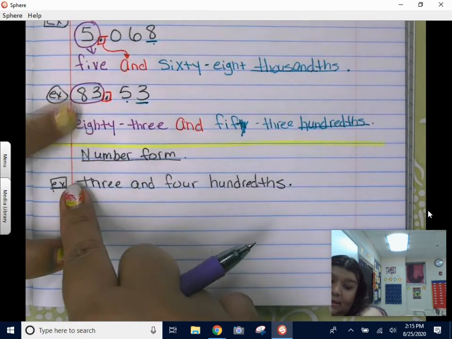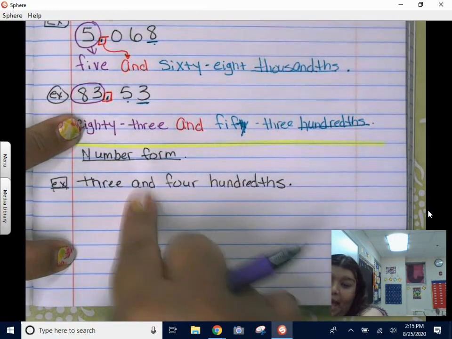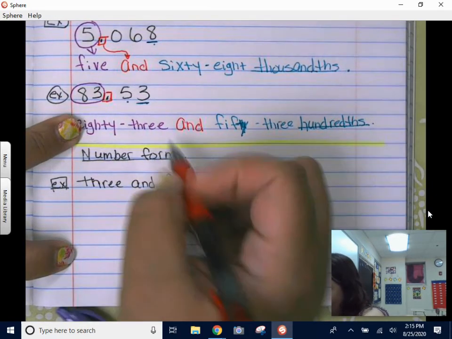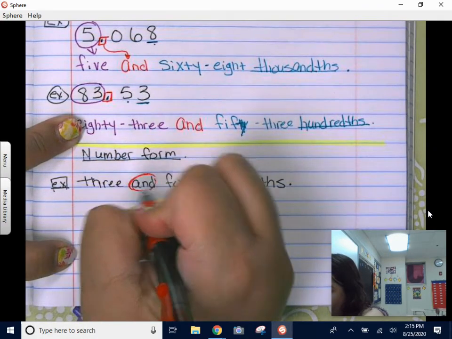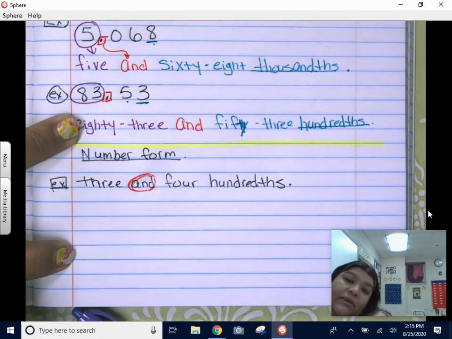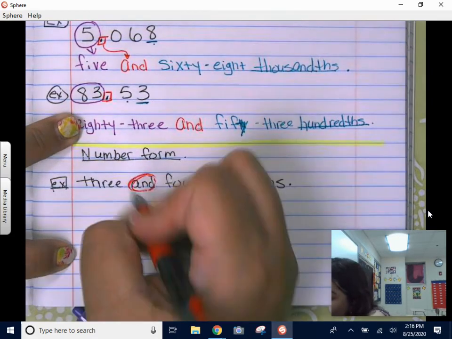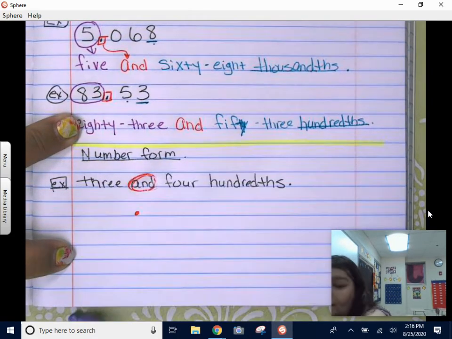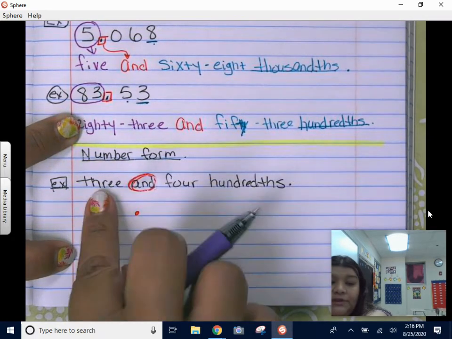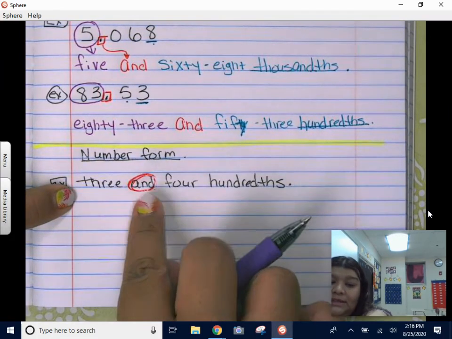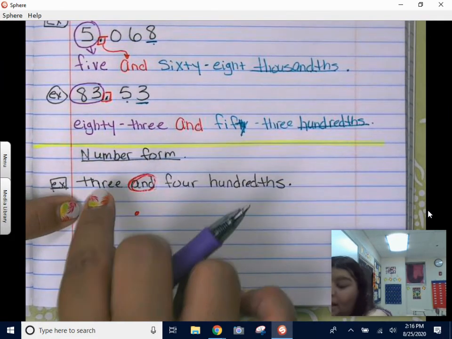Now, as I read this, I saw the word and, right? You remember what and stood for? That was our decimal, okay? So we're going to put this dot right there. There is my dot ready, okay? So I'm going to have whole numbers on the left, decimals on the right. So let's take a look at the first number, okay? I know this is a whole number because it's before the word and, okay?